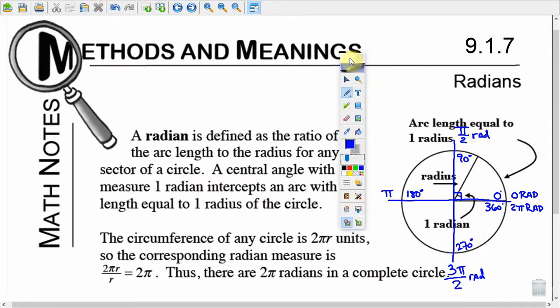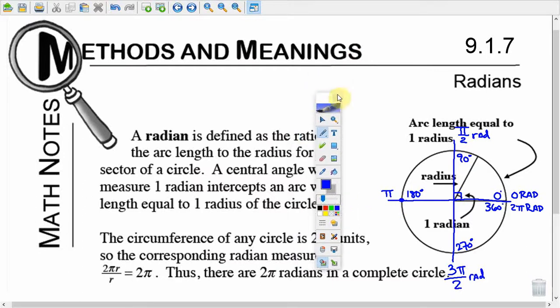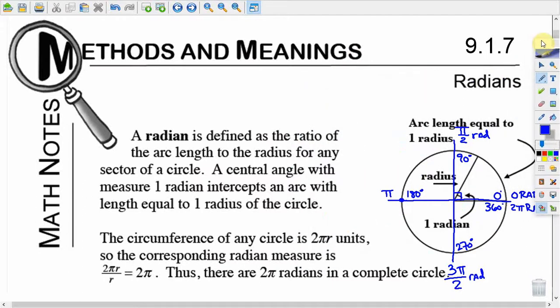The most common conversion factor to use, although you could use any of them, would be this point right here, where you have pi radians equals 180 degrees. And once you treat this like a conversion factor, you can use it to convert between radians and degrees.